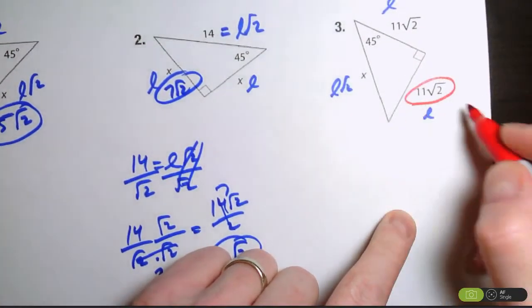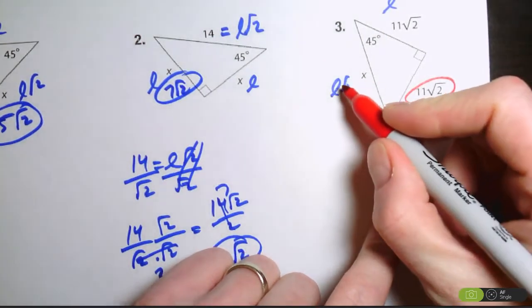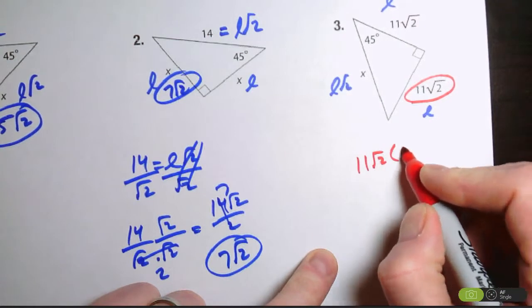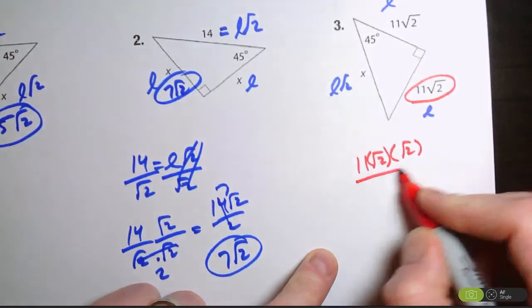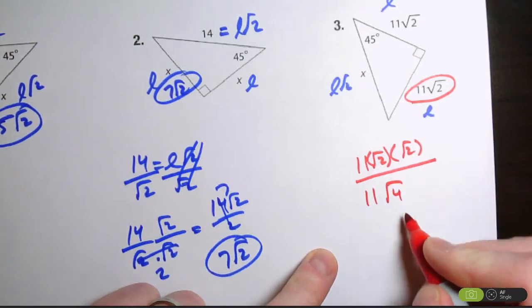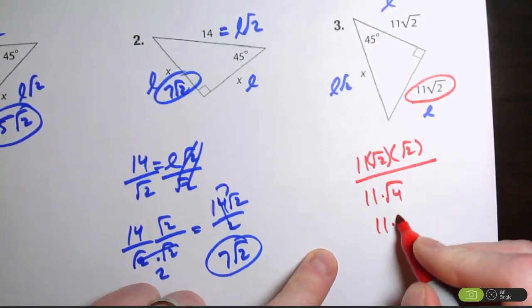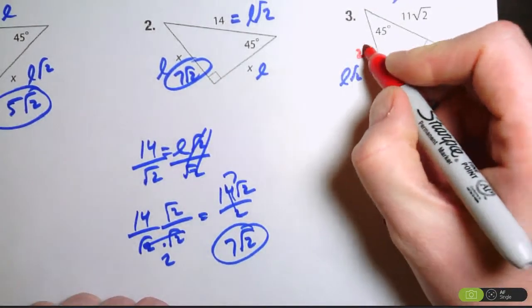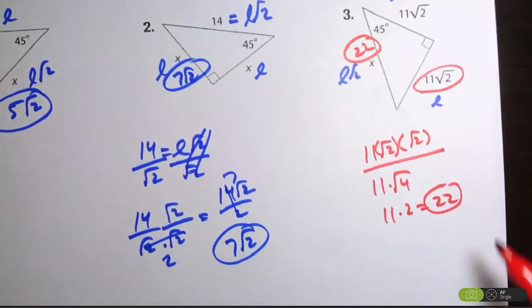Okay. And then number 6, I have L. It's 11 root 2. I want L root 2. So what that means is I need to take the 11 root 2 and multiply it by a root 2. Well, that's 11 times root 2 times root 2. Well, that's 11 times root 4. 11 times root 4, that's really 11 times 2, so 22. And then that makes that x. Okay. So the 45-45-90s are pretty easy to sort out that way.